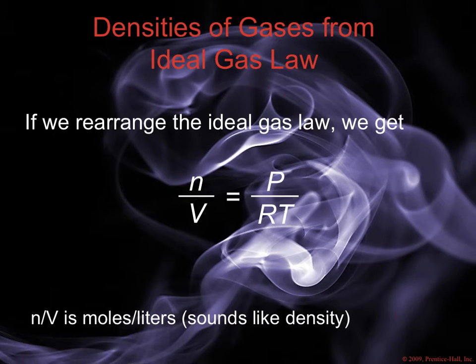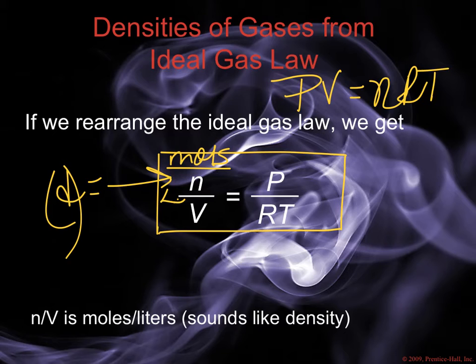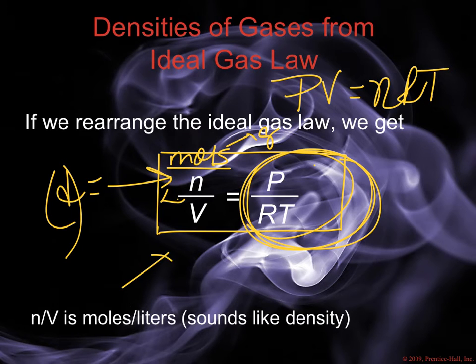So here's the longer way to do it. If you don't memorize the formula for density, you look at the ideal gas law, and if you rearrange it so that it looks like this, we actually have density, right? n is moles. Volume is liters. Moles over liters is kind of like density. Really, density is grams over liters, but we know how to get from moles to grams. So you can rearrange the ideal gas equation to be pressure divided by RT, and that would also lead you to density. This form of the equation is important because we can get additional information from it.